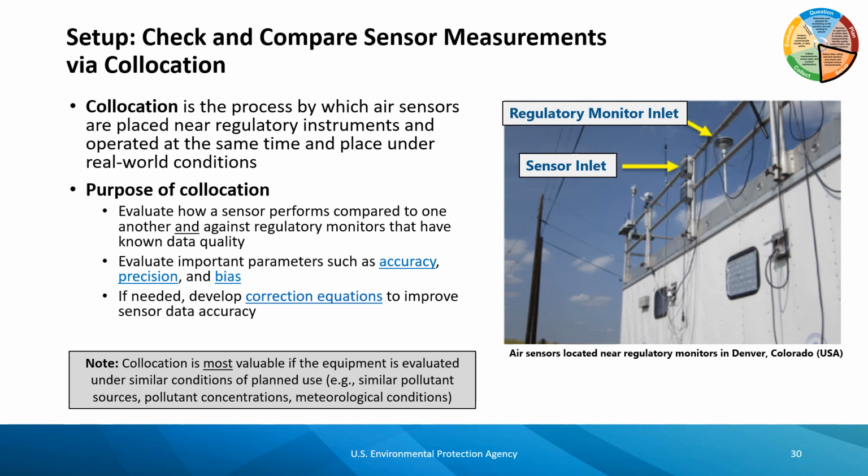It is important to note that co-location is most valuable if the sensors are evaluated under conditions which are similar to where you plan to use them. In other words, sensors should be co-located in a place that has similar pollutant sources, pollutant concentrations, and meteorological conditions.